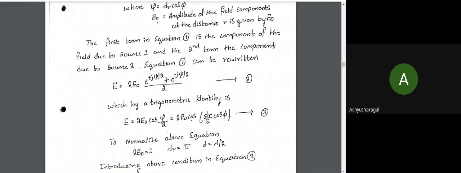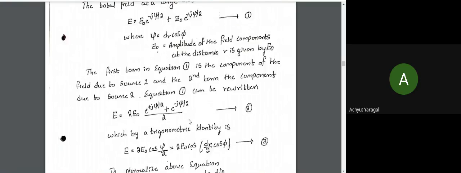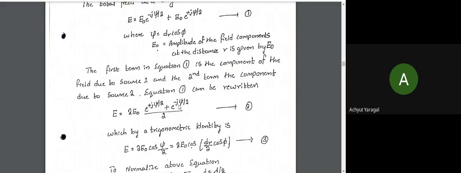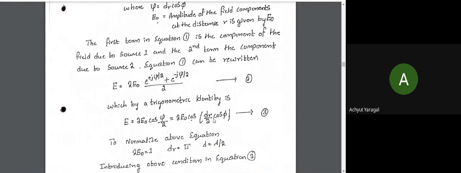As the plus term is there, if the same term is minus, you can have a sin psi by 2. So that's why we have 2 E naught, sorry, 2 E naught into cos psi by 2. What is psi here? You know the value of psi. Psi is nothing but dr cos phi. So dr you can substitute here. Dr cos phi is nothing but dr by 2 cos phi. So 2 E naught cos dr by 2 cos phi.